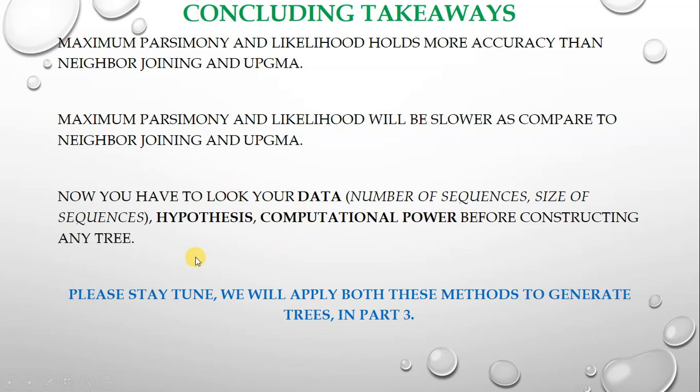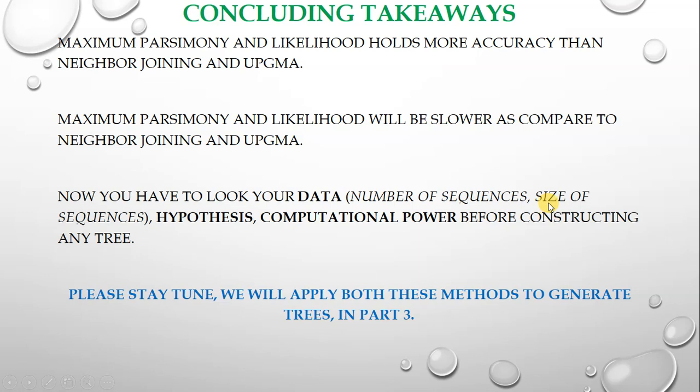Okay, how will you decide which method you should choose? Now you have to look at your data. It's up to your data. For example, if you have 10 sequences, 20 sequences, 40, 50, that's okay. I think you should go for maximum parsimony or maximum likelihood, because nowadays the computer power is good enough with everyone, so it will not take much longer. The first variable is the number of sequences you have in your data. If you have many sequences, in thousands, then you should think about it.